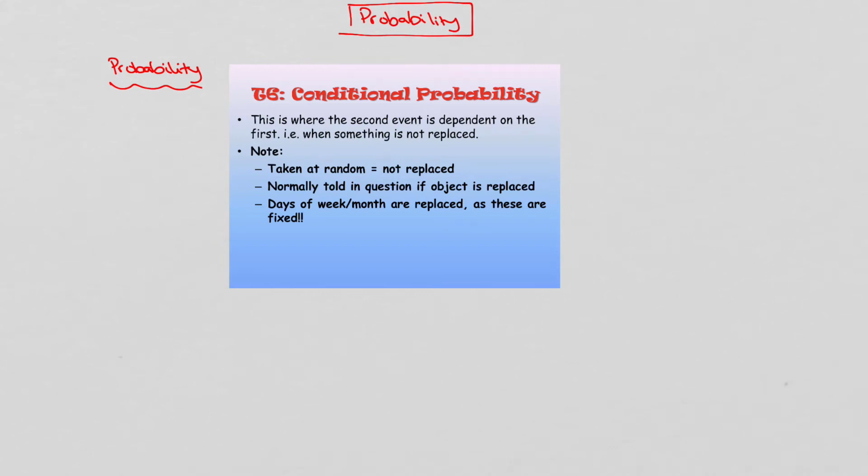Probability. So type 6 in probability is conditional probability, and this is where the second event is dependent on the first. In other words, this is going to be when something is not replaced. So it's important to note for these questions that when it says in a question something is taken at random, that implies that it is not replaced. If something is replaced, it is generally clearly stated in the question. And it's always important to remember that days of the week and months are obviously replaced because these are fixed items.